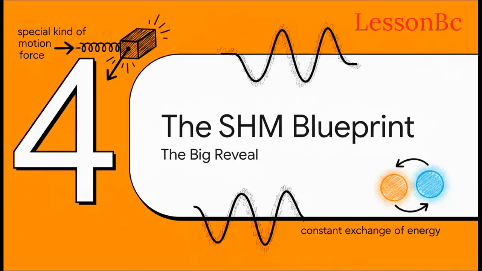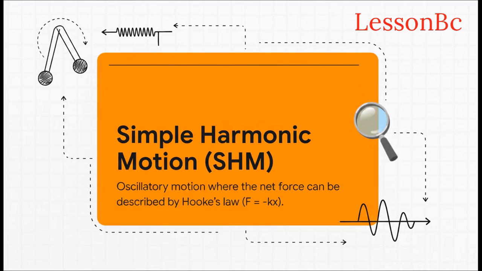Okay, we've done it. We've gathered all the clues. We have a very special kind of force, we have a specific pattern of motion, and we have this constant trade-off of energy. So it is time to put all the pieces together and give this whole phenomenon its proper name. This hidden rhythm has a name: simple harmonic motion, or just SHM for short. That's the official blueprint. And it's not just any kind of back and forth motion. It is specifically the kind that happens when that restoring force is directly proportional to the displacement. That really simple rule, Hooke's law, that we started this whole thing with.